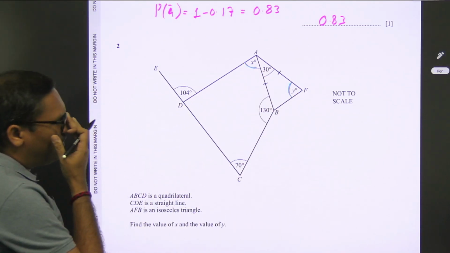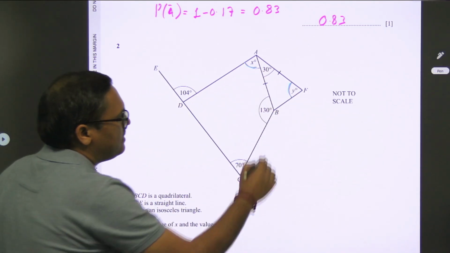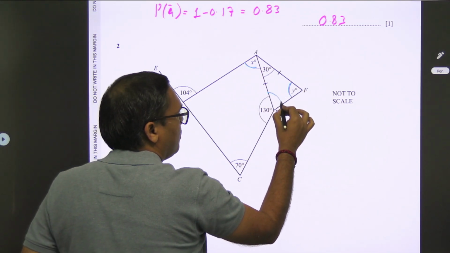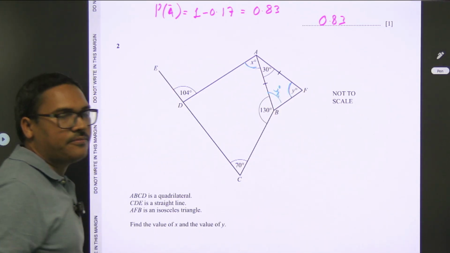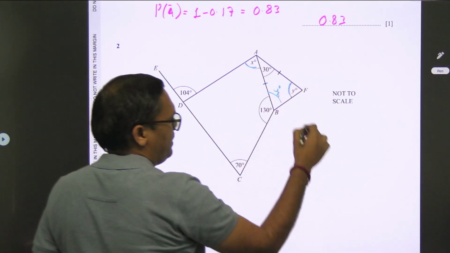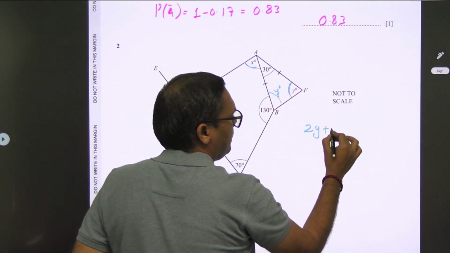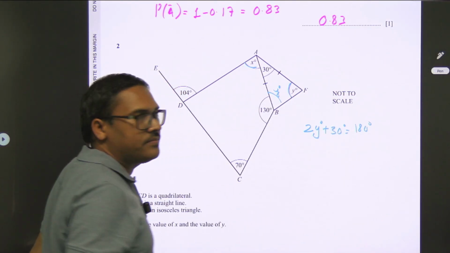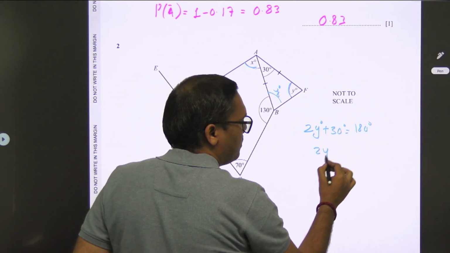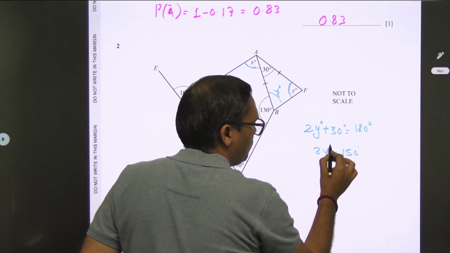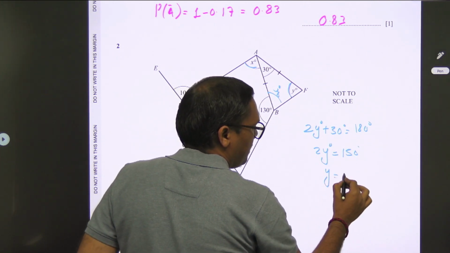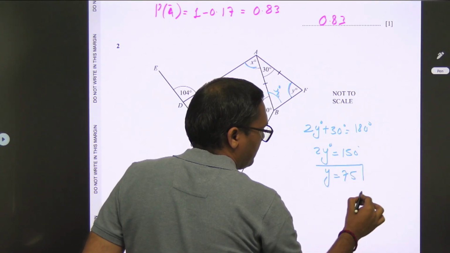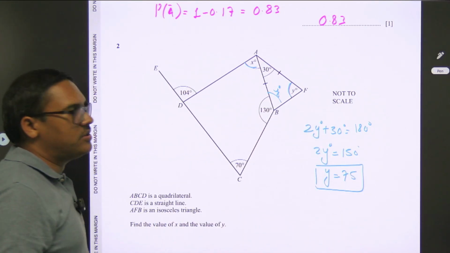Now, how will you find this? First thing is, you can see this is an isosceles triangle, so this will also be equal to y degrees. If this is y degrees, the sum of all the angles is 180. That is 2y plus 30 degrees is equal to 180 degrees. So 2y is equal to 150. So y is equal to 75. Basically this angle is 75 degrees. So this first part is clear.